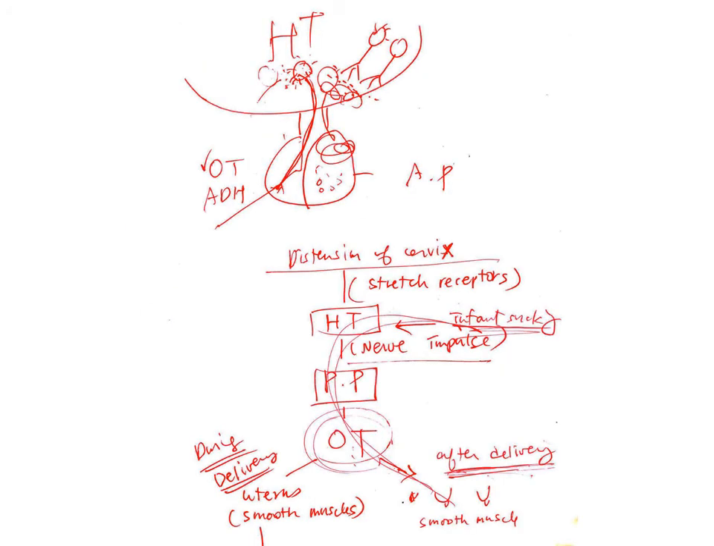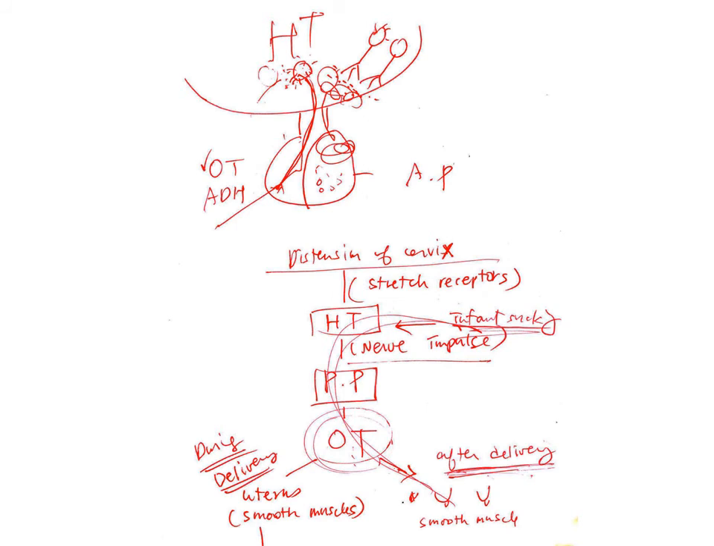All right, that completes the anterior pituitary hormones, and now the posterior pituitary hormones. As you see, those neurons in the hypothalamus synthesize oxytocin and antidiuretic hormone, and they travel down the axon and are released at the axon terminal in the posterior pituitary.